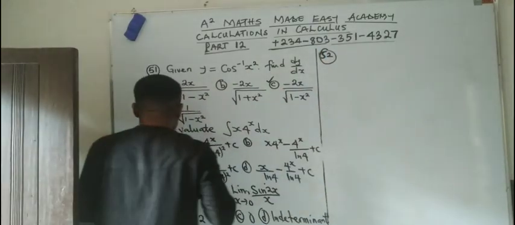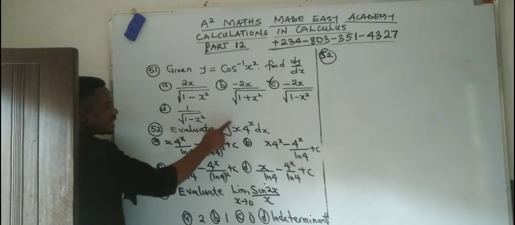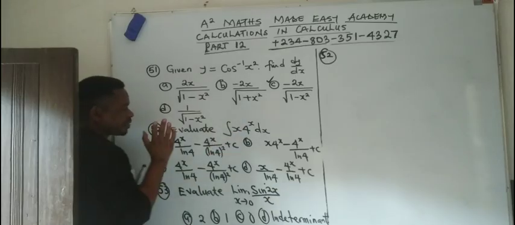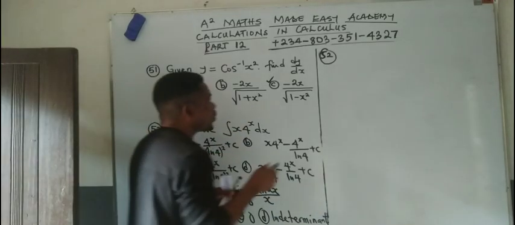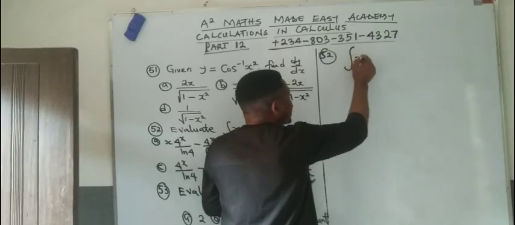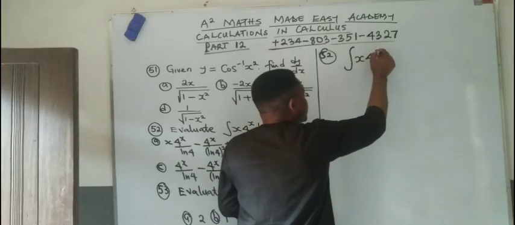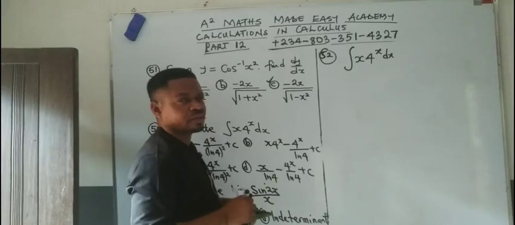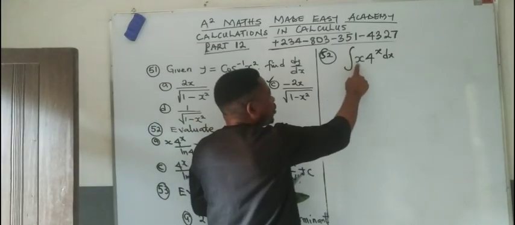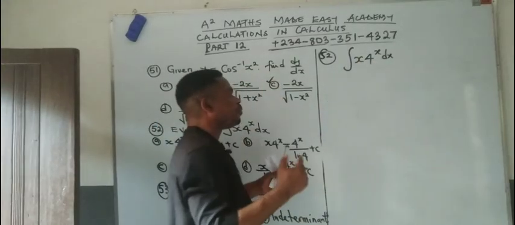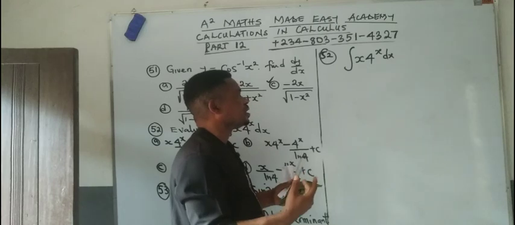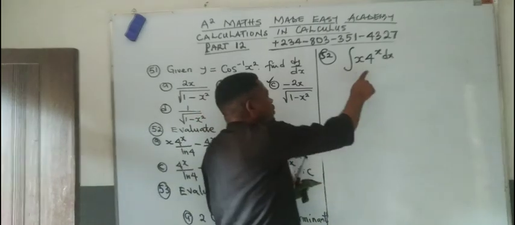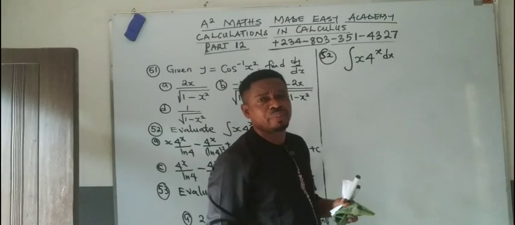Watch. Now the question says we should evaluate the integral of x times 4 to power x dx. Look up. Integrate this x, right? Then 4 raised to the power of x under dx. Now I want you to observe something here. The first thing is a different function and a different function. But there is a law that governs it. There is what we call the substitution method. First of all, let us see if this can go by substitution method first.